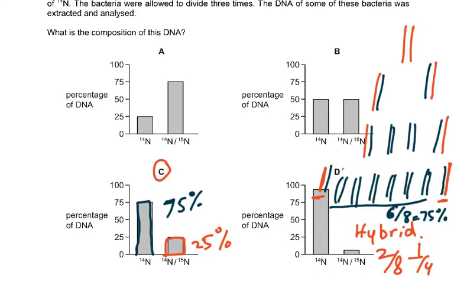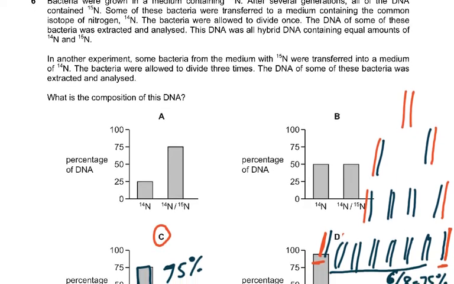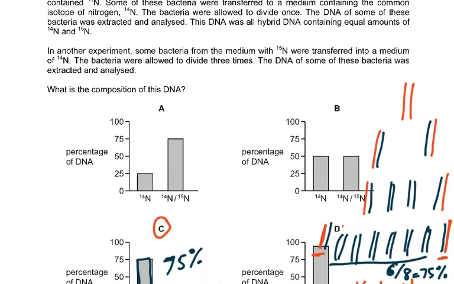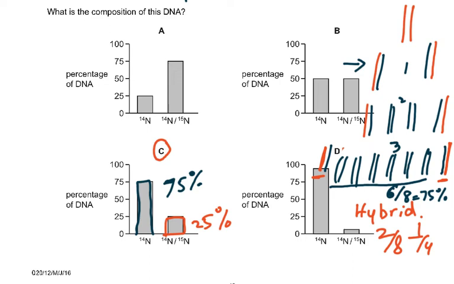Now, as you can see in this question, how I've drawn this diagram and I've explained this to you. So it's the same sort of question which was given earlier, but then how had you to find this out? Bacteria grown in N15 for several generations, all the DNA N15. Some of the bacteria transferred to N14, bacteria allowed to divide once, DNA of some extracted and analyzed. DNA was all hybrid DNA. This was the situation. In another experiment, some bacteria from the medium with N15 were transferred into a medium of N14. The bacteria were allowed to divide three times: one, two, and three times. The DNA of some was extracted and analyzed. What is the composition of the DNA? The answer was C. And I want you to look at this diagram, understand it, pause the video here, and please understand it.